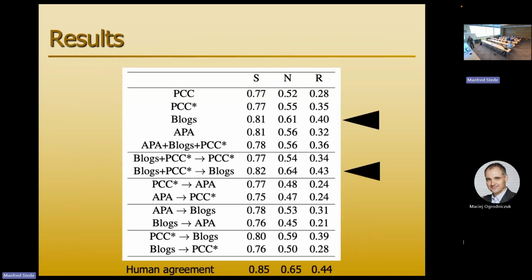The point of the paper last year was to run some experiments with this composite corpus. We have the PCC, a new version of the PCC, which has been re-annotated partly. That's the PCC star. We have this blogs corpus, a really different genre, and we have this news text from the Austrian press agency. And for all these numbers, I just want to point you to the most straightforward corpus, the blogs corpus.